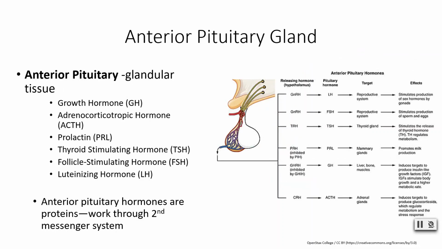Your anterior pituitary, again, we've got our 6 hormones here: growth hormone, adrenocorticotropic hormone, prolactin, thyroid stimulating hormone, follicle stimulating hormone, and luteinizing hormone. Again, some of these are a little hard to pronounce, some of them are a little hard to spell. Just got to practice. Now, all 6 of these hormones are protein hormones or amino acid hormones. We've mentioned them previously as they work through second messenger systems. So each one of these hormones would bind to a receptor on the plasma membrane.